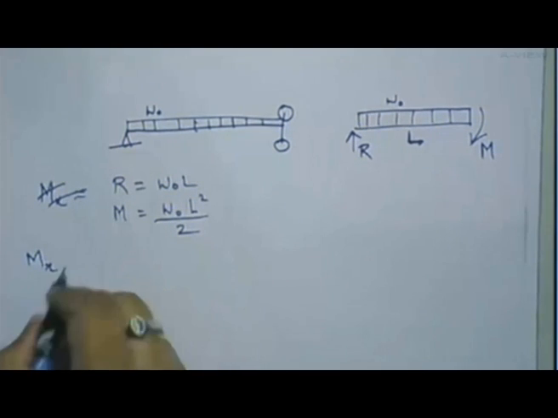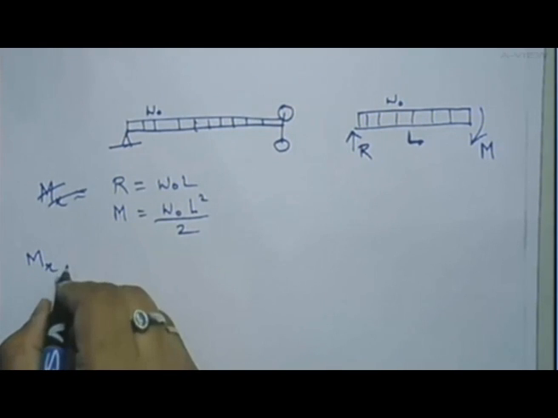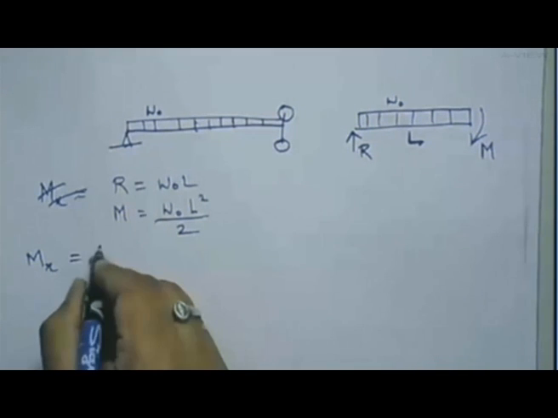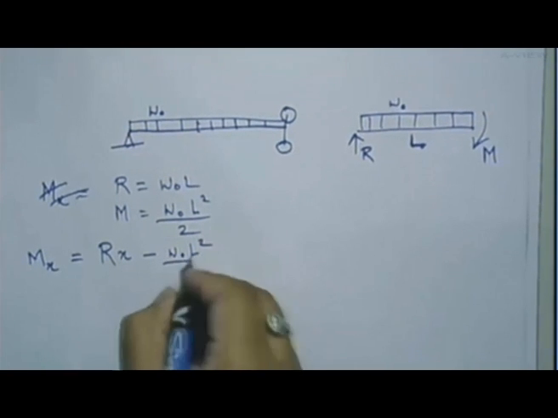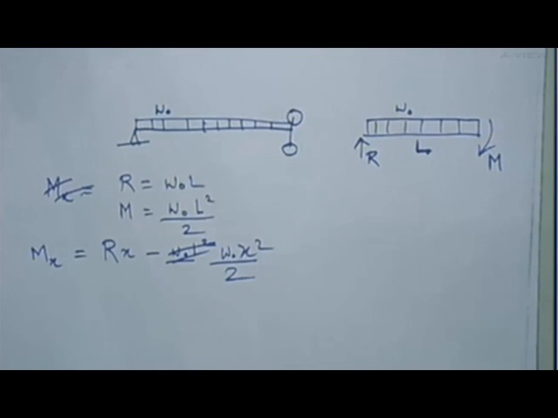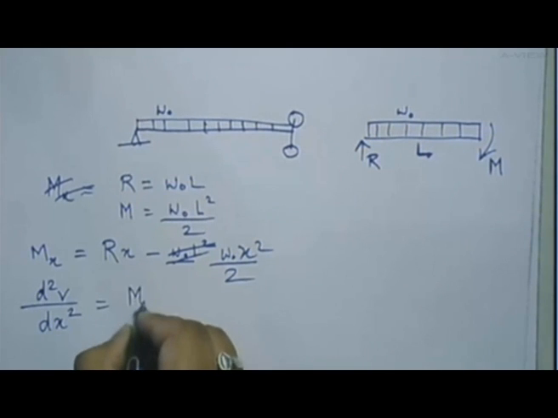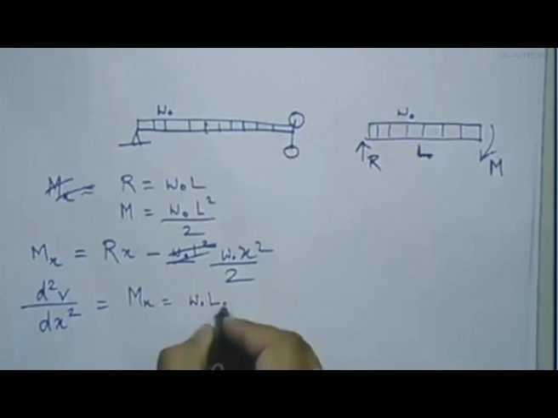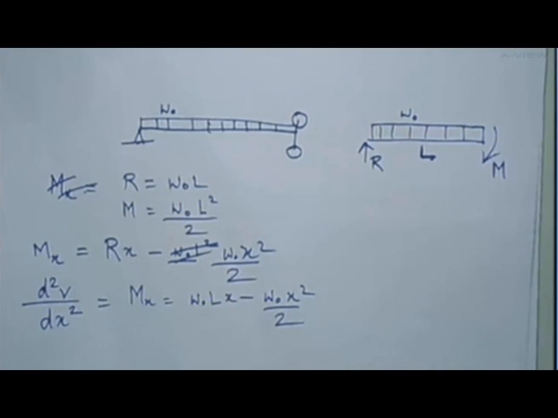Now, to solve this beam using double integration method, you have to write the moment function. For that, it will be R into x minus omega zero L square by 2 minus omega zero x square by 2. So this is the moment function that you have to use. Now you do the double integration, so you write d2v/dx square is equal to M(x), in this case it is omega zero L x minus omega zero x square by 2. Now you can use the double integration method and you will get the expression.